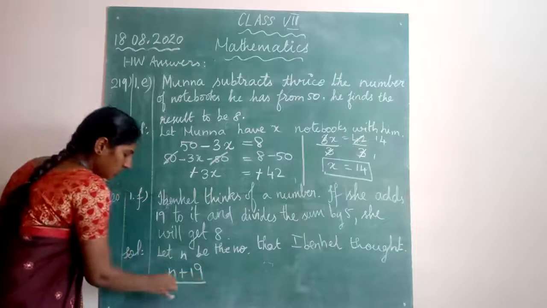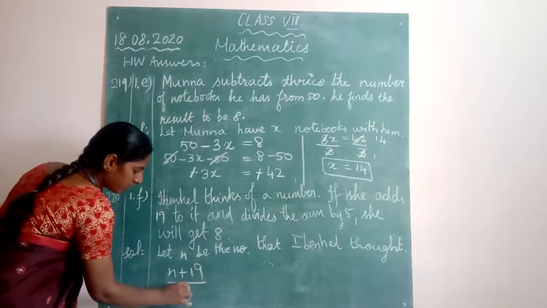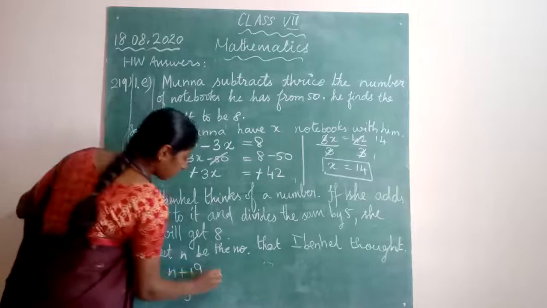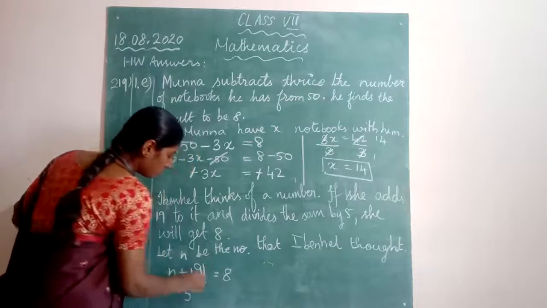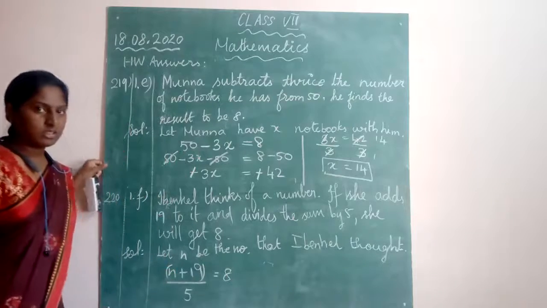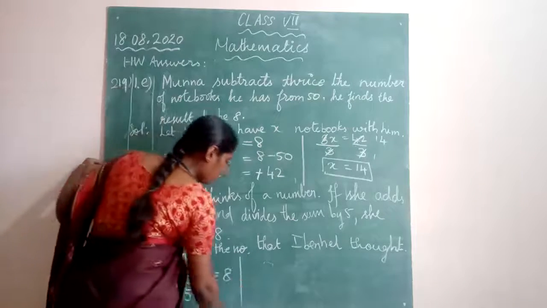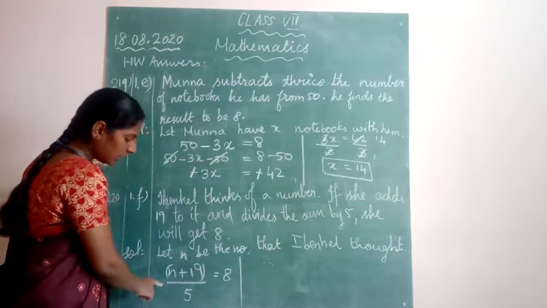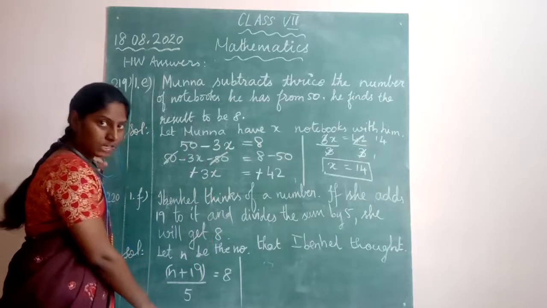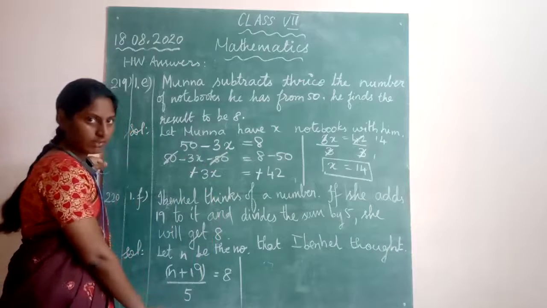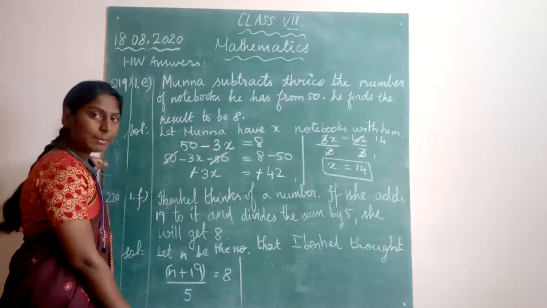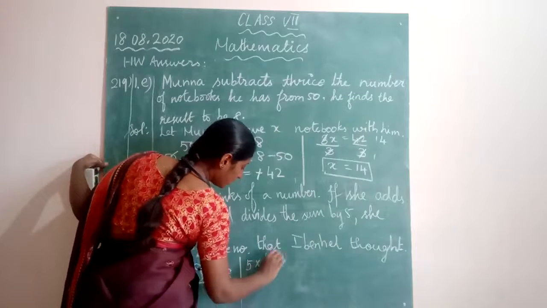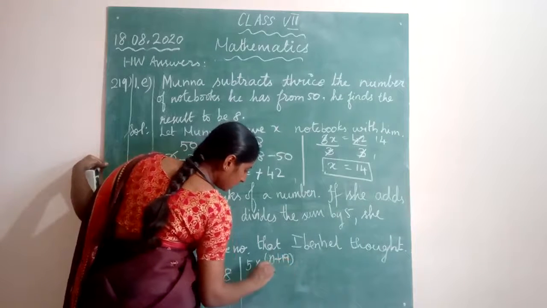and divides the sum by 5. So totally she is dividing by 5. Okay. She will get 8. Okay. So this is what the equation is. So now what we have to do, look carefully. Here we have 5 in the denominator. First we have to remove this 5. So we have to multiply by 5. So do 5 into n plus 19 divided by 5.